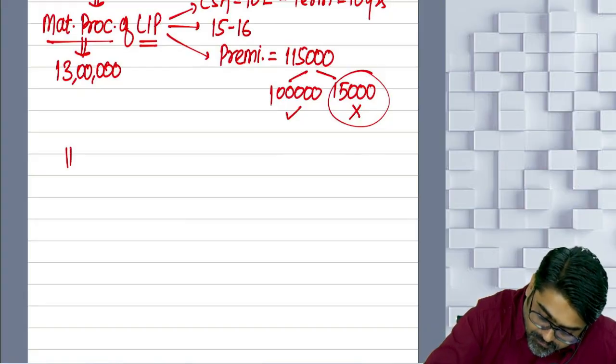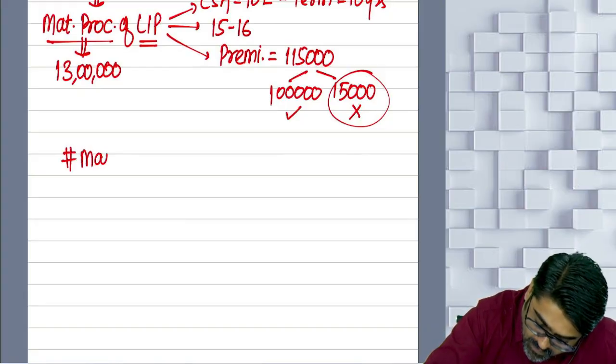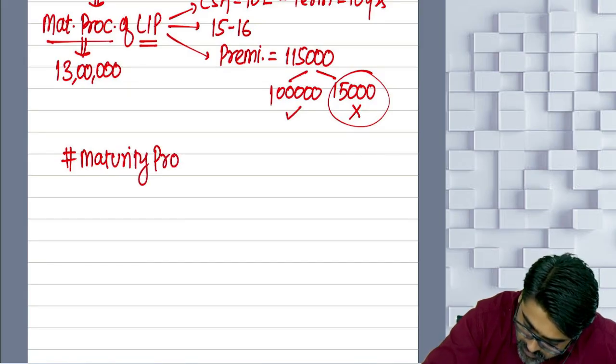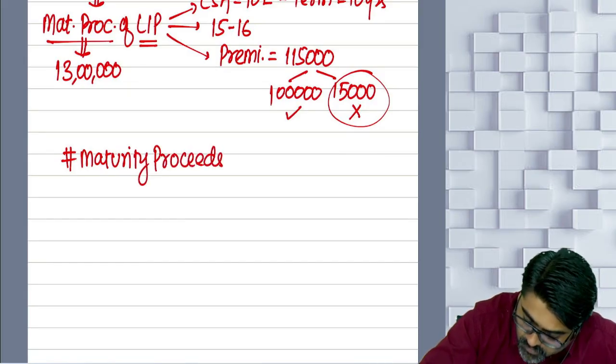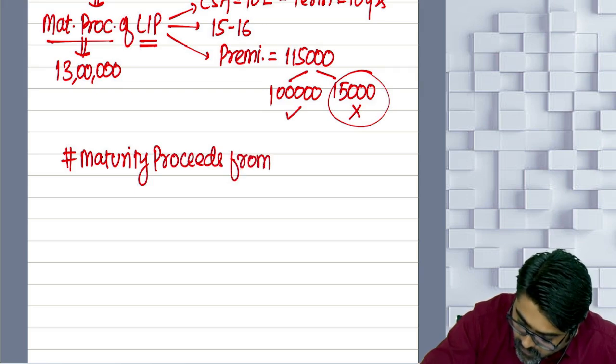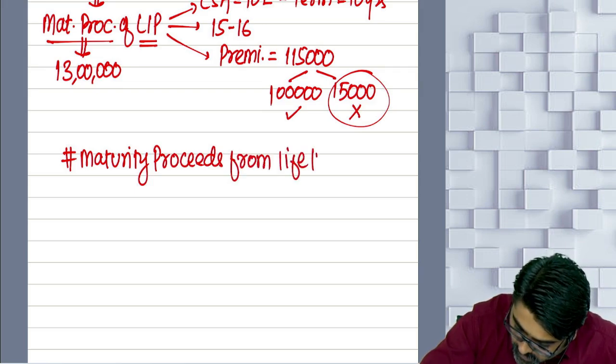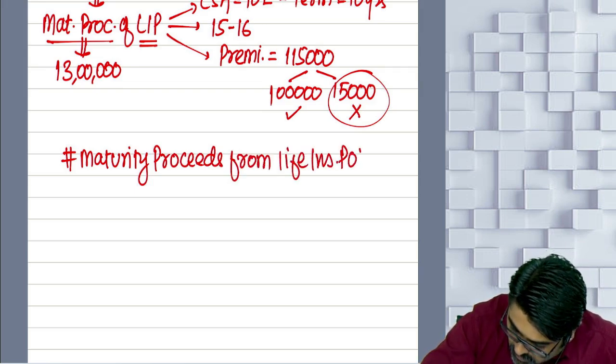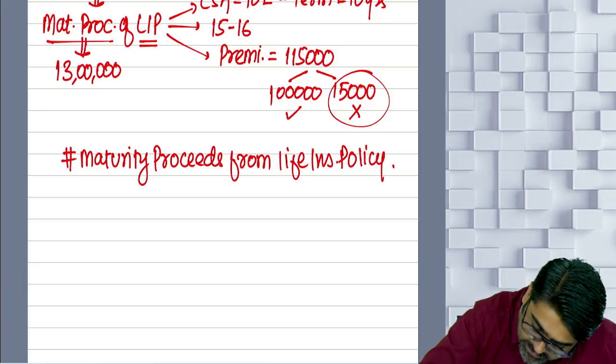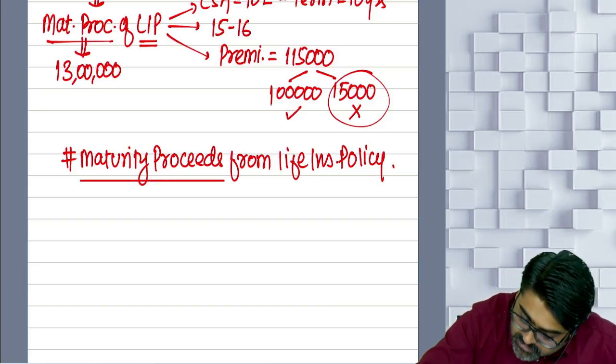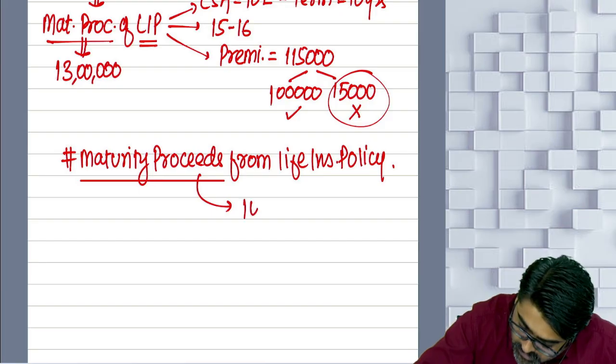Please pay attention. The maturity proceeds from what? From life insurance policy. And this maturity proceeds which is coming from life insurance policy was exempt or was not exempt?